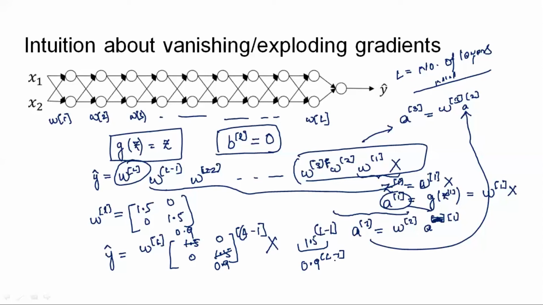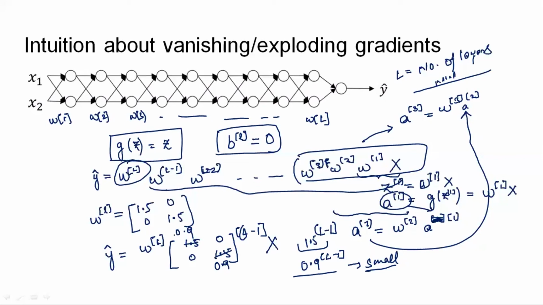1 is written here. So we have to multiply 0.9 L minus 1 times. And if you have a number that is less than 1, and you multiply it a very large number of times, then this would result in a very small value. Basically, this is the problem of vanishing gradients. So this is the small intuition behind the vanishing and exploding gradients that we need to understand.